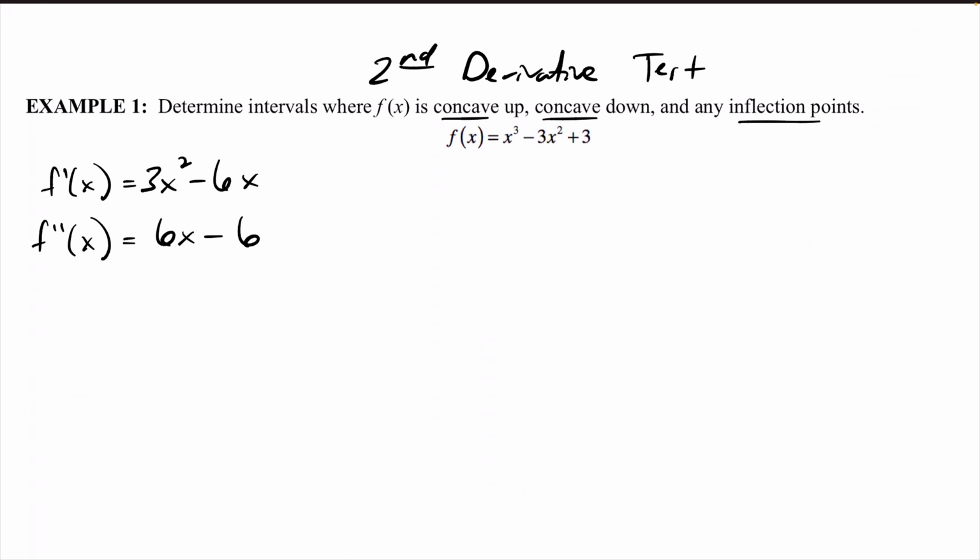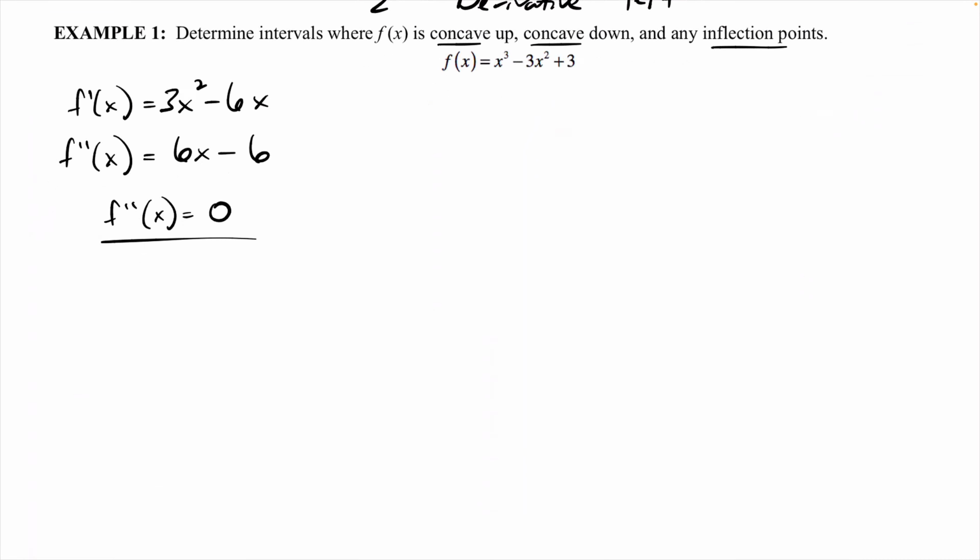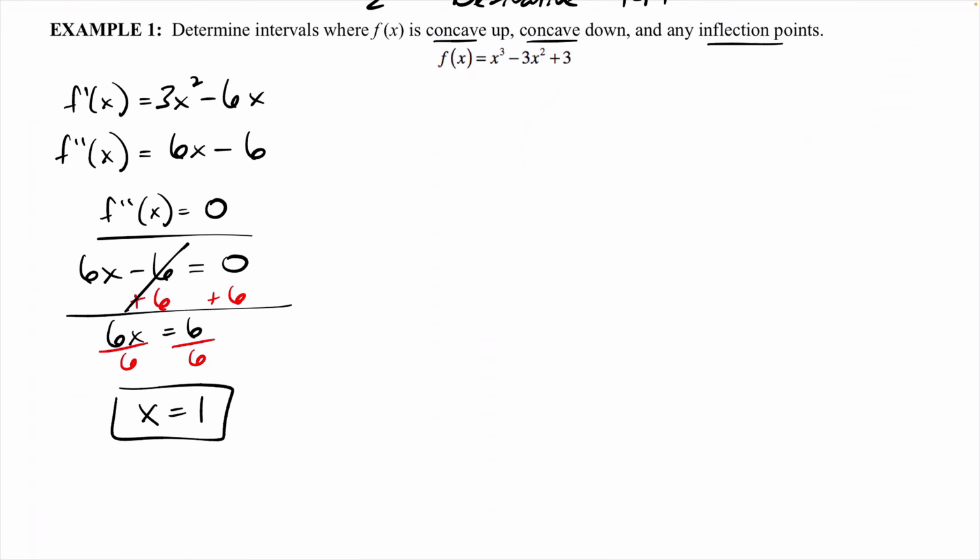So the first thing we got to figure out is where is the second derivative equal to 0? Where is the second derivative equal to 0? Those are going to be inflection points. Okay? So we set the second derivative, which is 6x minus 6, equals 0. You can factor out a 6, or you can just add 6 to both sides because it's linear. Divide by 6, and you get one inflection point at 1.